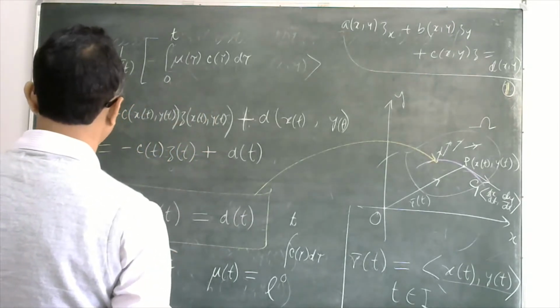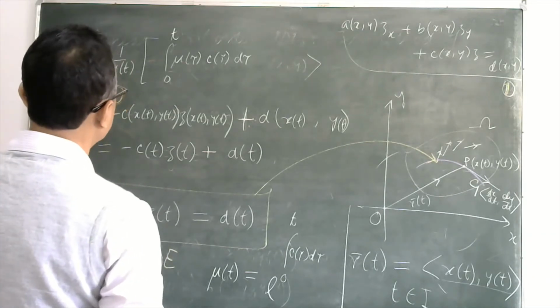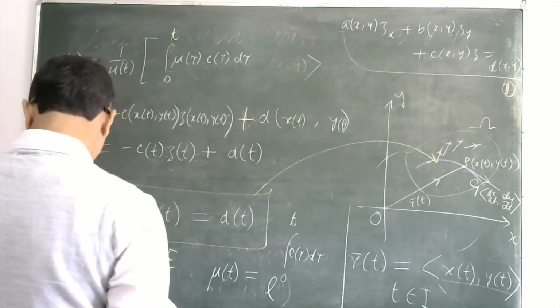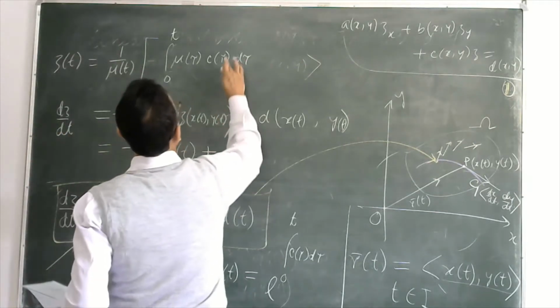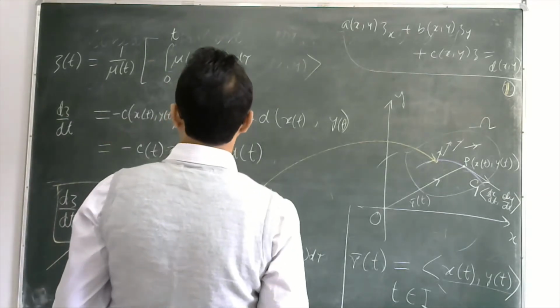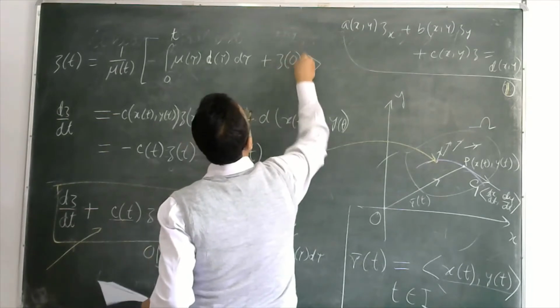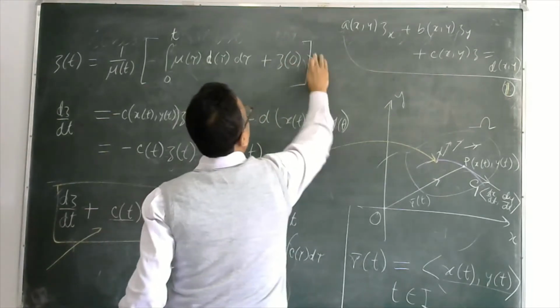Just a minute. No, it is d. It is the d term, not c. Okay, fine. So it is mu(tau) d(tau) d tau, and then plus the initial value, which is going to be something like this.